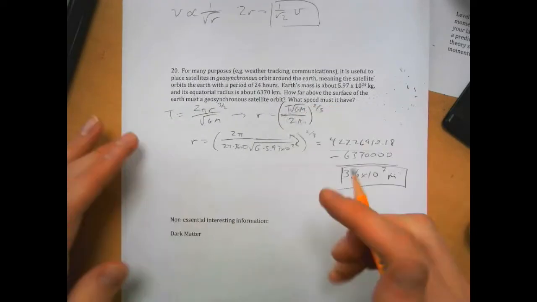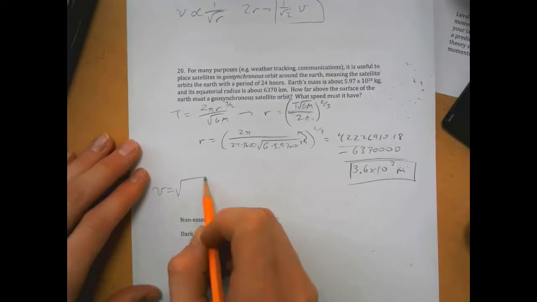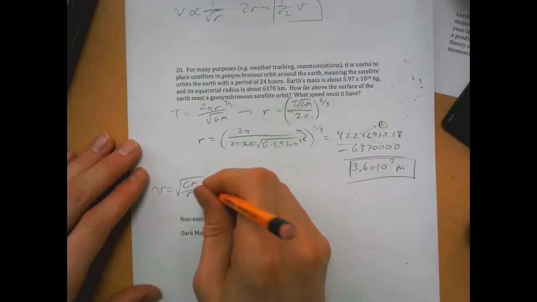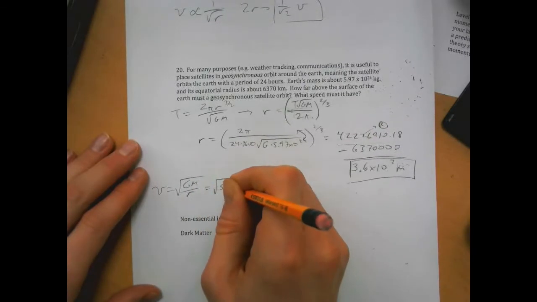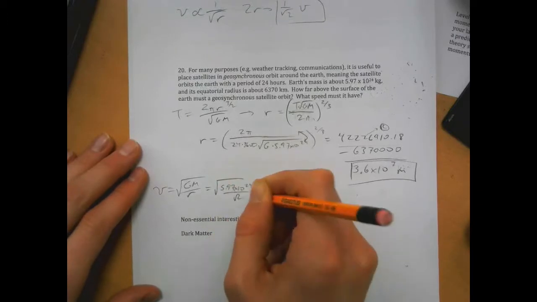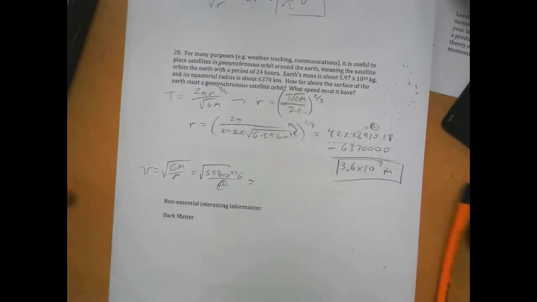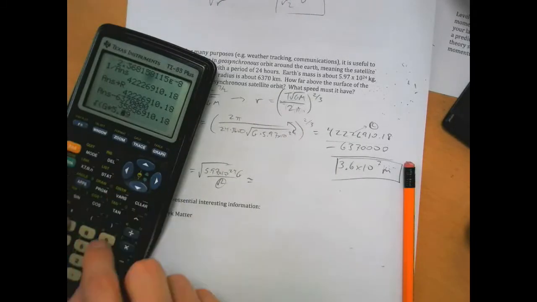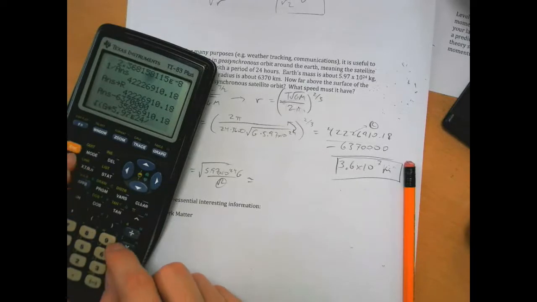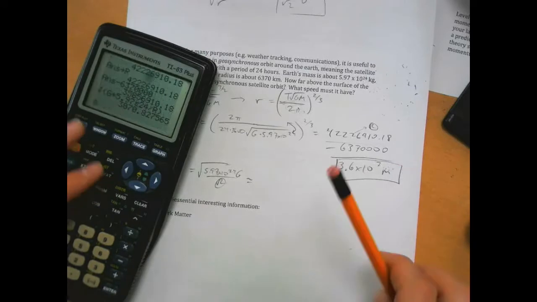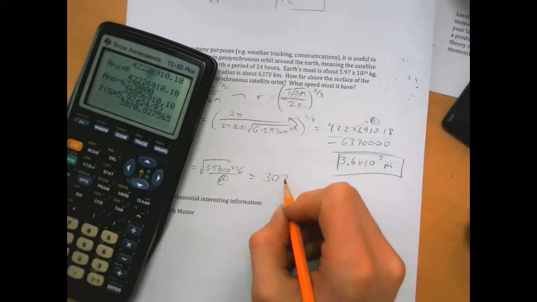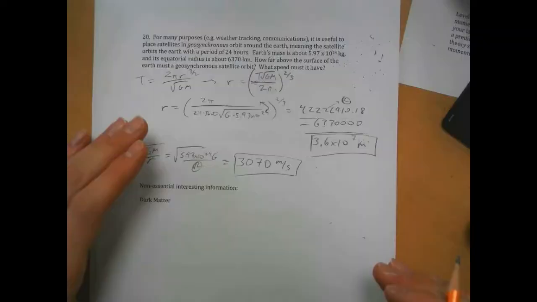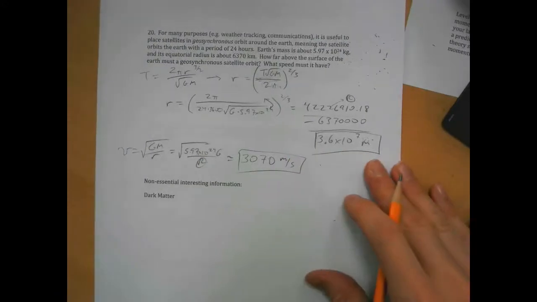And then what speed does it have to have? Well, we can just go ahead and use this. I stored this value as r in my calculator, so root mass of Earth times G over r. And we can get a value for that. 5.97 E24 divided by r. So that's about 3070 meters per second, more or less. Right. So that's just another thing we can do.